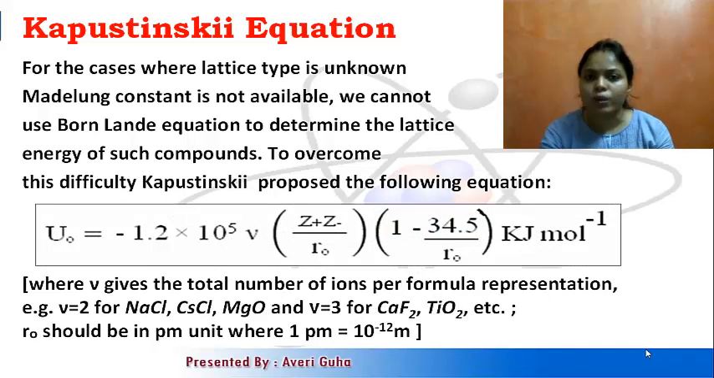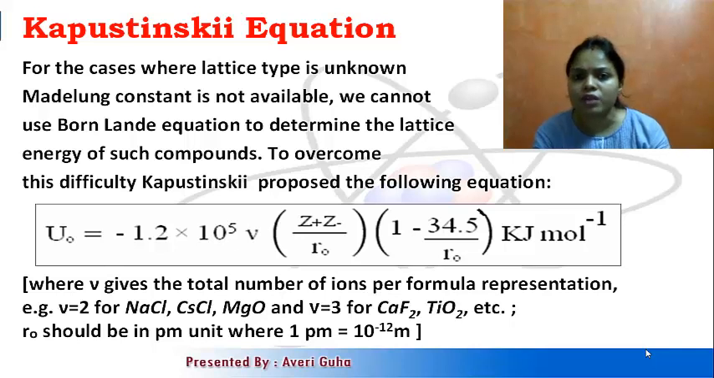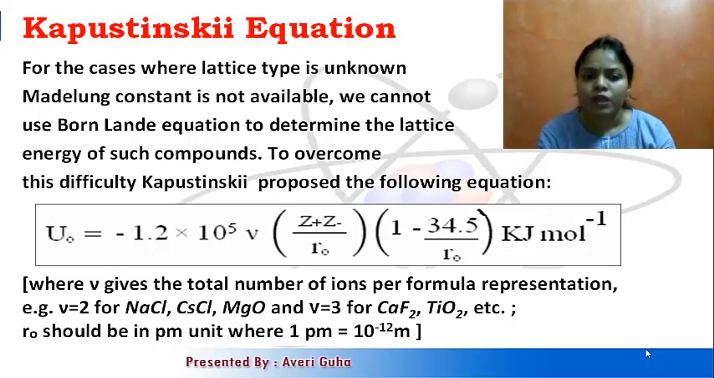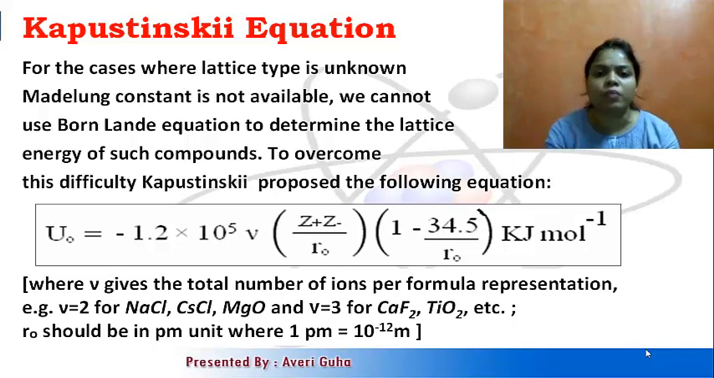Just see, I am not going into the derivation of this equation because it is not in our syllabus. Only I am writing the final form of the Kapustinskii equation. You just remember this equation in this format. And in this equation, also remember the r0 value should be put in picometer units. Here the only difference is one factor, that is mu. Here A is not there, N is not there. Instead it is replaced by mu.